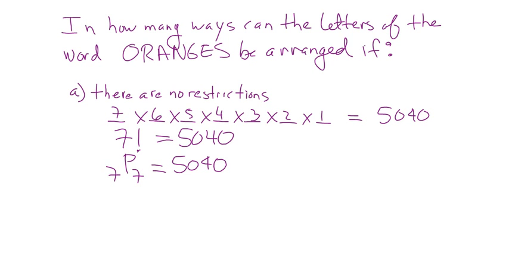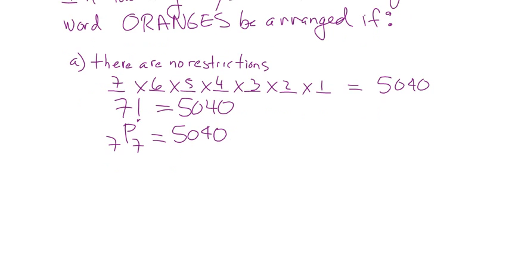If there's no restrictions, I can use the fundamental counting principle, put out my 7 blanks, fill them in with my choices. I could just say I'm arranging 7 different objects. That can be done 7 factorial ways. Or I can use permutation notation and go 7p7.